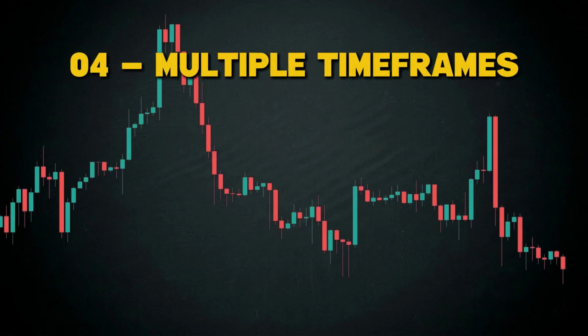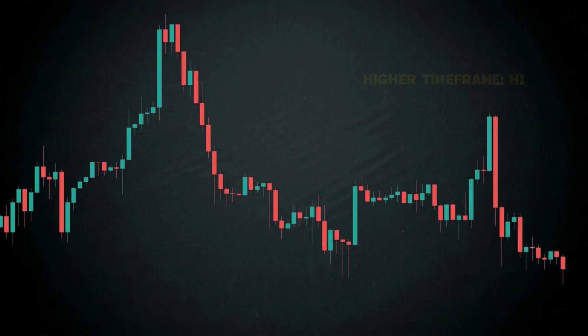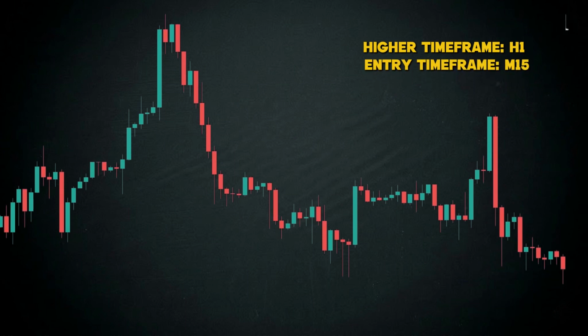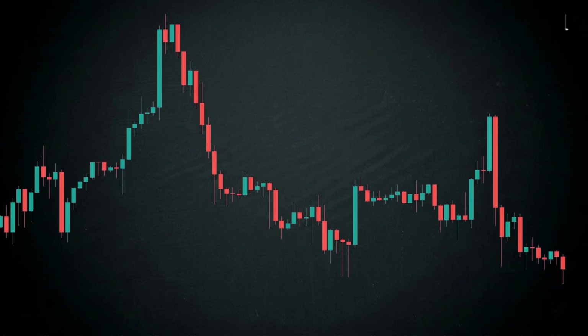Alright, so you've got the basic strategy down. Ready to level up? Let's talk about using multiple time frames to find what traders like to call sniper entries. Basically, getting into a trade earlier with more precision. Sounds good, right? The idea is actually pretty simple, but it is incredibly powerful.